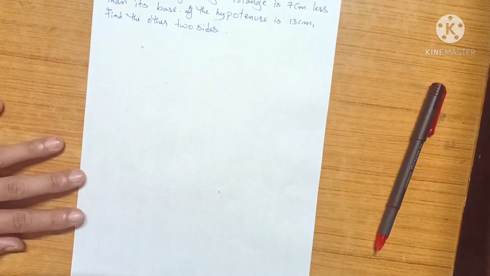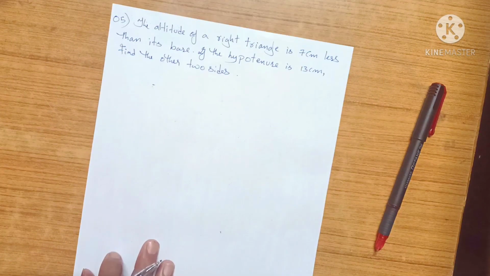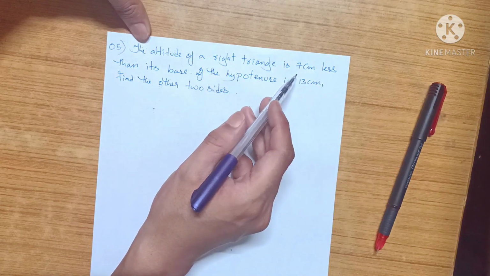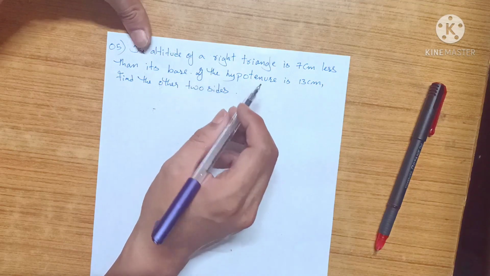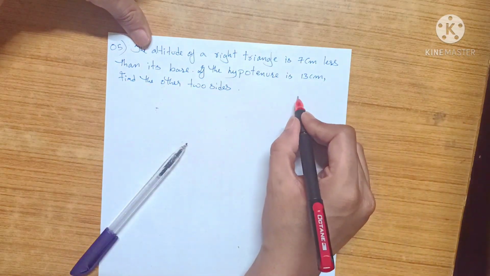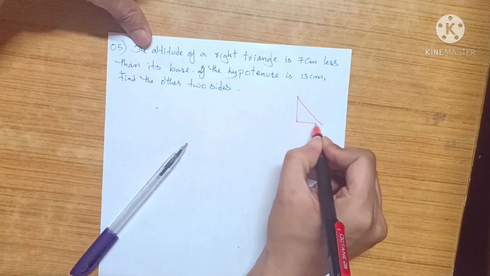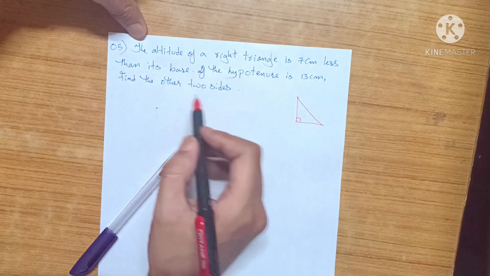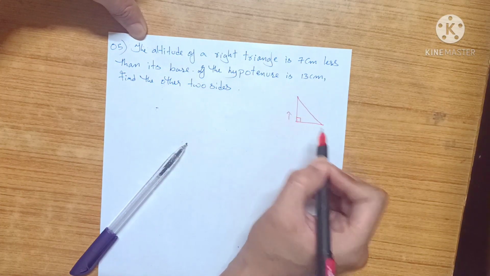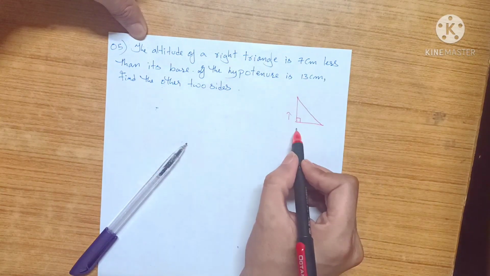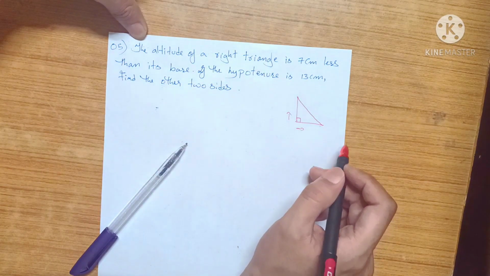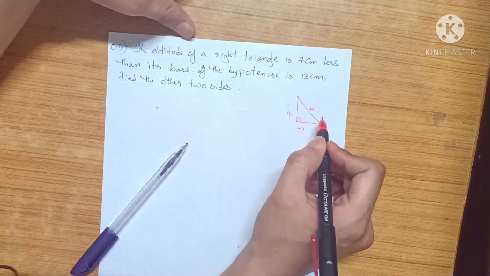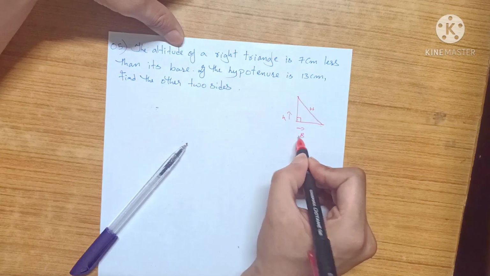Let's do number 5. The altitude of a right angle triangle is 7 centimeter less than its base. So let's draw a right angle triangle first, because we're talking about a right angle triangle, right? Now the altitude means height. This is the height, okay? And the base is the bottom side, and this will always be the hypotenuse no matter what. So this is the height, this is the base, this is the hypotenuse, okay?